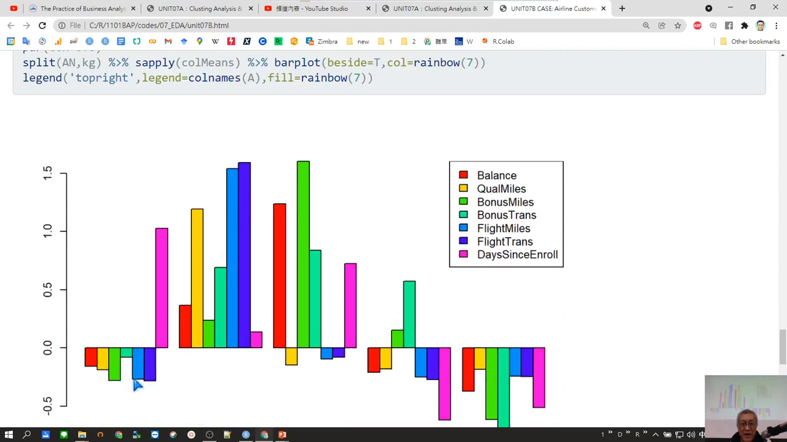Everything is going downward, which means they barely have any activity, right? So they are inactive for a long time, because they enrolled a long time ago. So this group of people are inactive for a long time, right? Okay. So are they valuable for us?